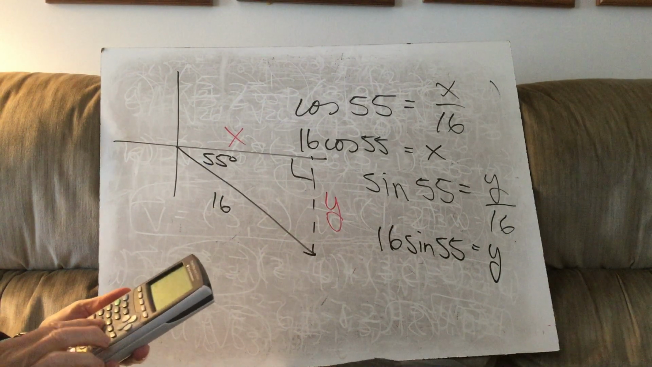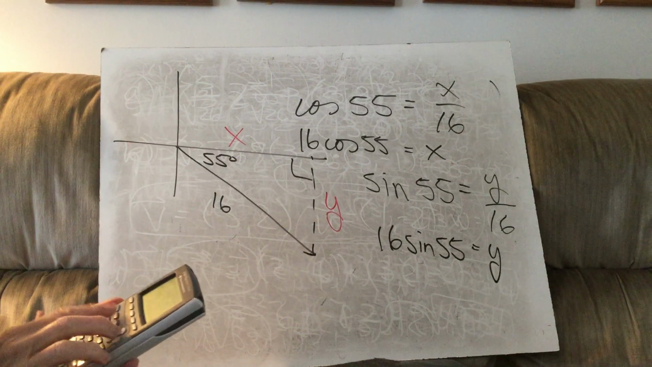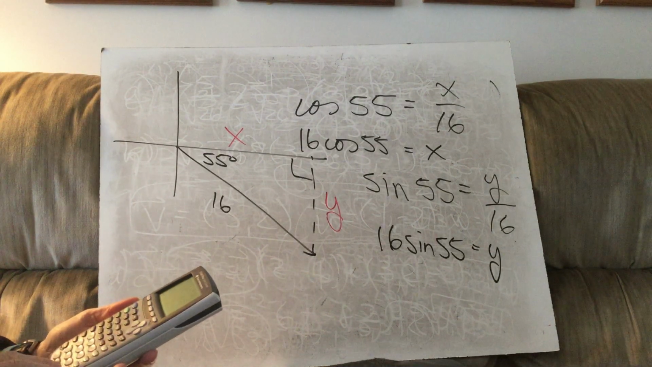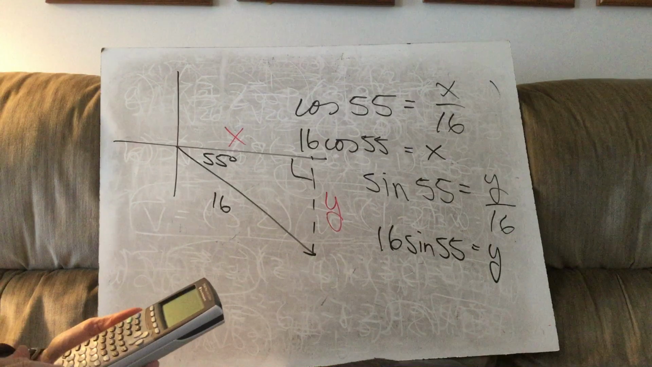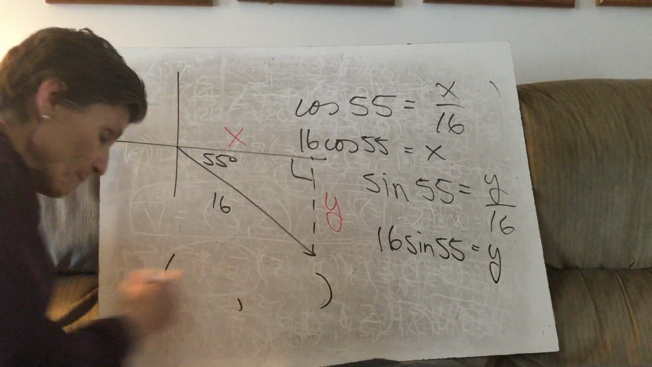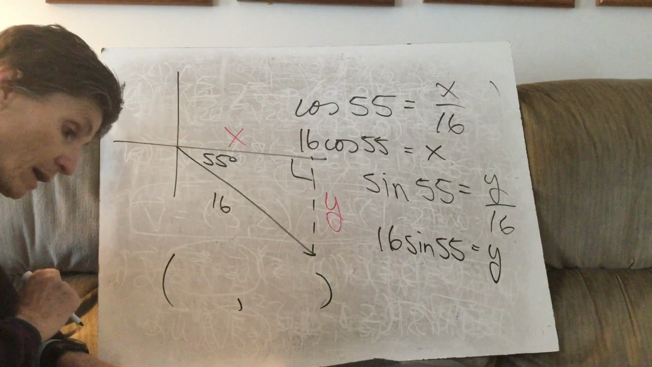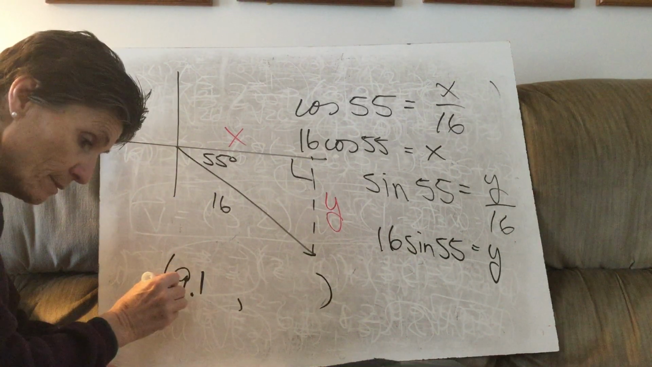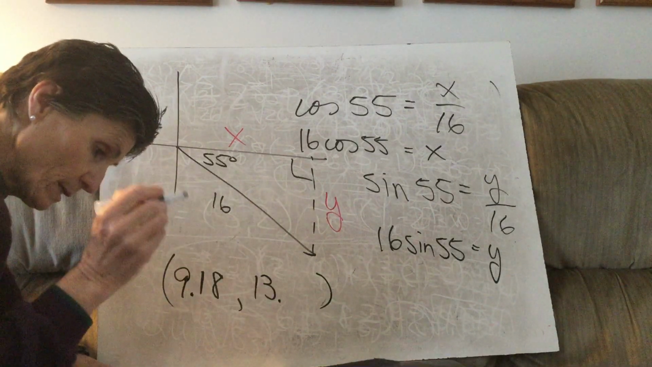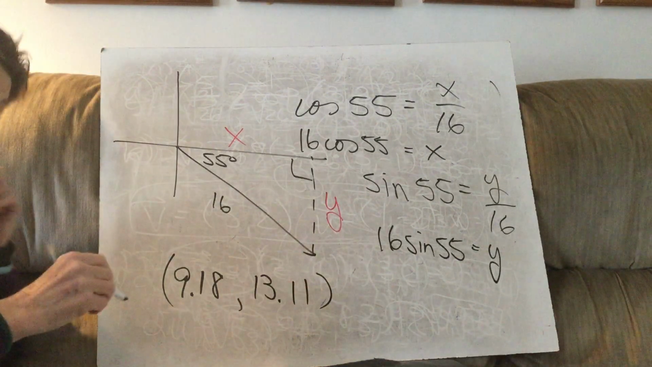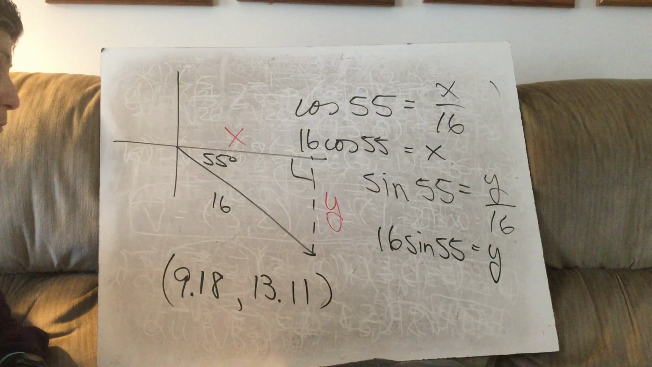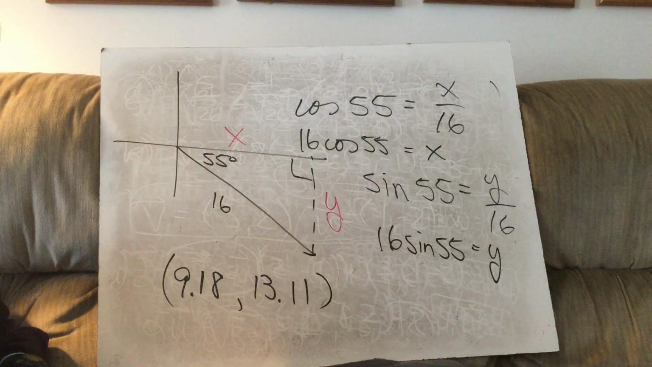So 16 cosine 55 and 16 sine 55. So my answers, the components of the vector, remember it's x and y, 9.18, I'll round to the nearest hundredth, and 13.11.